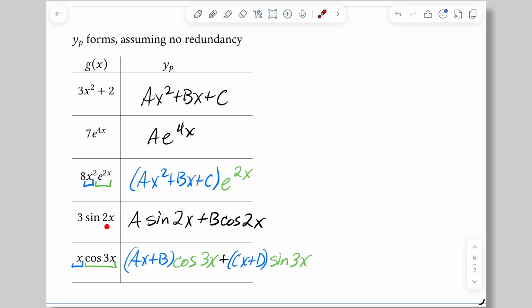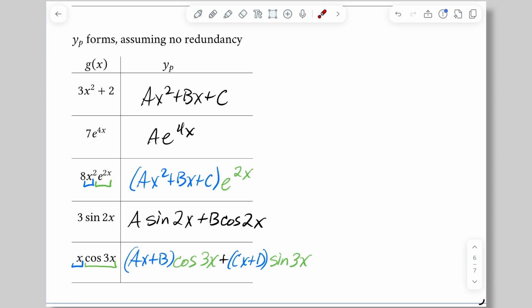For 3 sine 2x, we have a sine 2x plus b cosine 2x. It doesn't matter the order in which we write them. It doesn't matter which one gets the a and which one gets the b. You're going to solve for those numbers and actually put numbers in when you form your solution. Finally, x times the cosine of 3x is a linear times a cosine. So I need two linears: ax plus b times cosine 3x plus cx plus d times the sine of 3x.